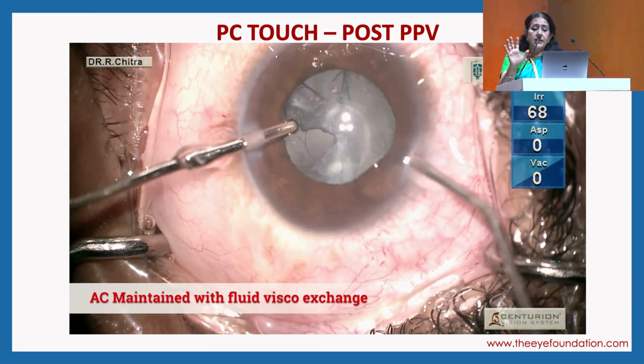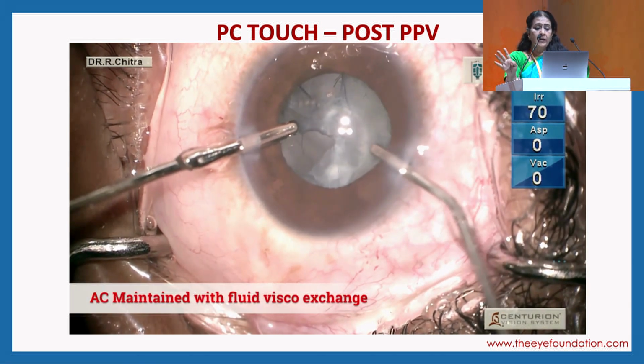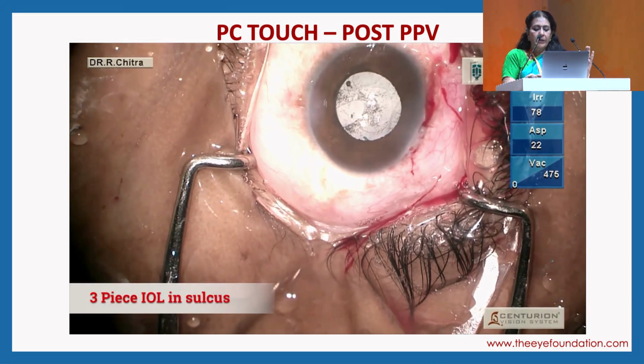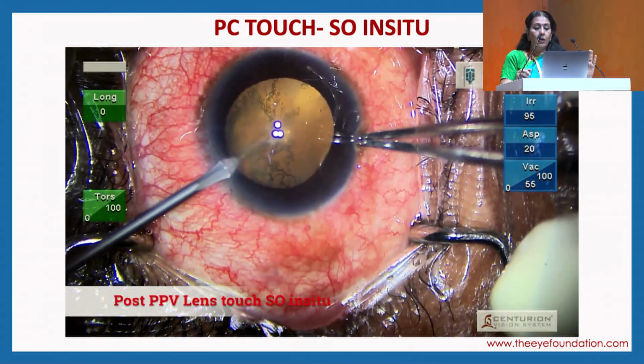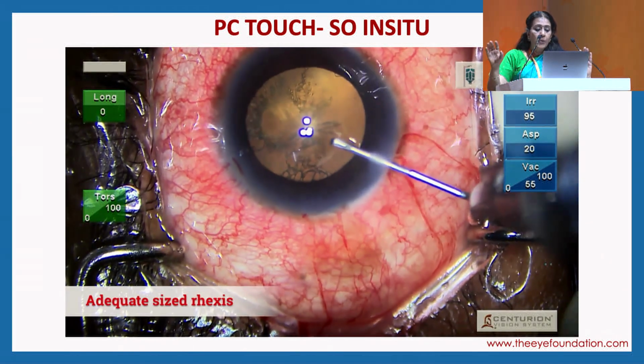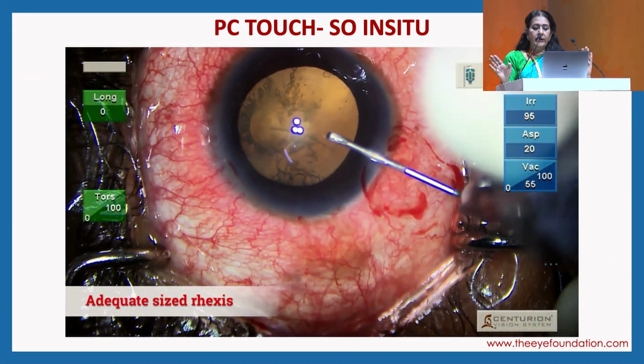So I know there's an area of lens touch. There is an area with the PC, but you can clearly see it was just a small rent, and I placed the 3-piece IOL in the sulcus and got away. This was again another case of PC touch, and the arrow is telling you that's where the PC touch was. But then I know I have to go ahead and get the nucleus out.